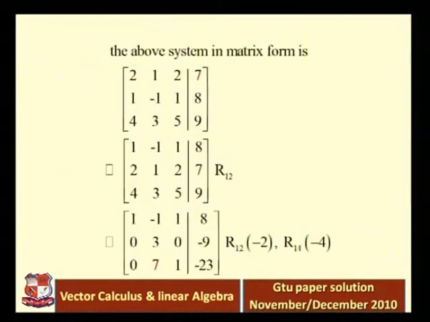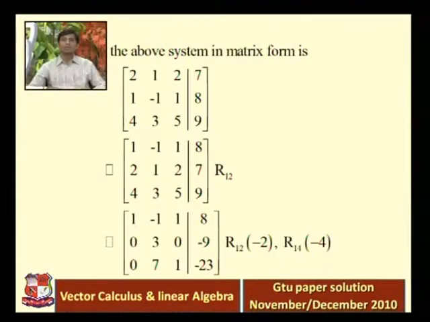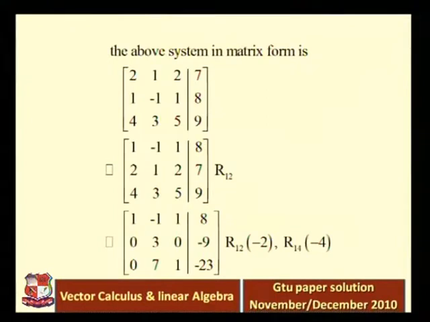So which is our third row? 4 3 5 9. Okay, so now you can understand how we define this augmented matrix. Now we convert this augmented matrix into row echelon form. So that's why we take some row operations.